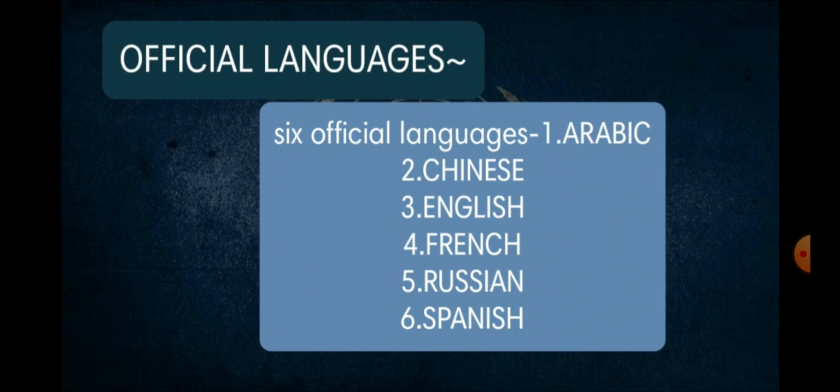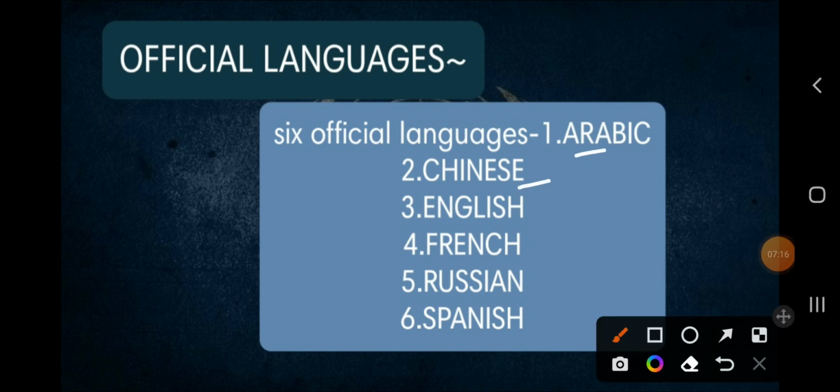Now talking about the official languages. So there are 6 official languages, and the names are Arabic, Chinese, English, French, Russian and Spanish. Now you must learn the names. Let me repeat it one more time. Arabic, Chinese, English, French, Russian, and the 6th one is Spanish.